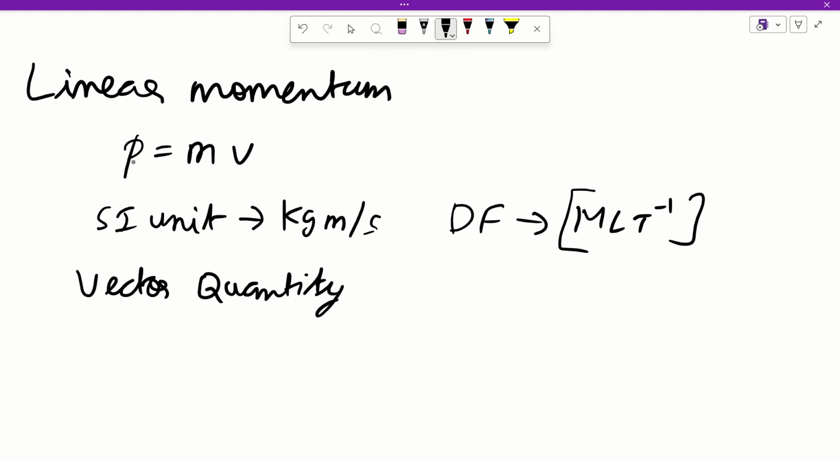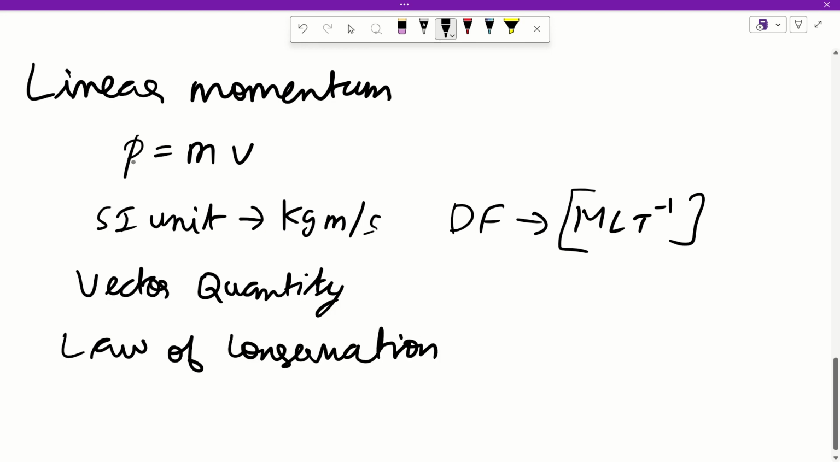Now the next thing we need to know is the law of conservation of linear momentum. If no external force acts on a system, then its total linear momentum remains conserved. Linear momentum depends on the frame of reference, but the law of conservation of linear momentum is independent of frame of reference. Newton's laws of motion are valid only in an inertial frame of reference.